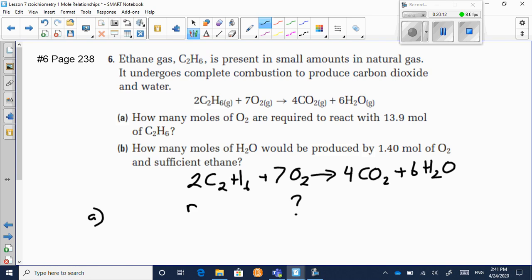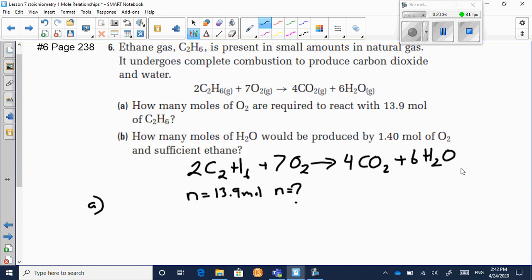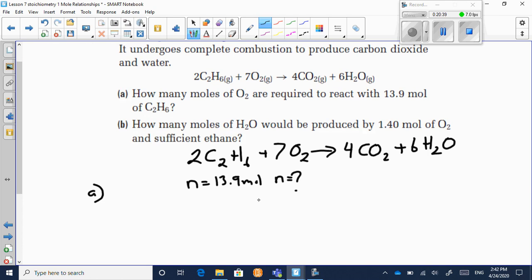So look at this. I've been given 13.9 moles of this. And notice that I used my little n here because that's our symbol for moles. And they've asked me to solve for the moles of the O2. Now we know that we can use the ratios in the chemical equation for moles because they are both counts. This 2 is telling me the number of C2H6s I need, and the 7 here is the number of O2s I need. And again, 13.9 is just a count, the same way anything else is.